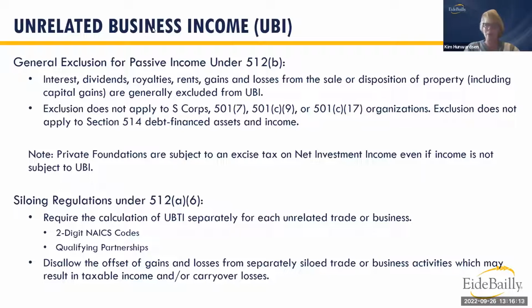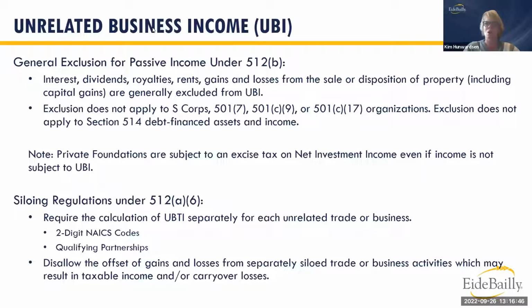it's important to keep in mind that we do have siloing rules with respect to UBI. What that really means is that to the extent that you have different activities, each of those activities, as defined by traditional NAICS codes, have to be siloed. So you can't use losses from one activity to offset income from another activity.